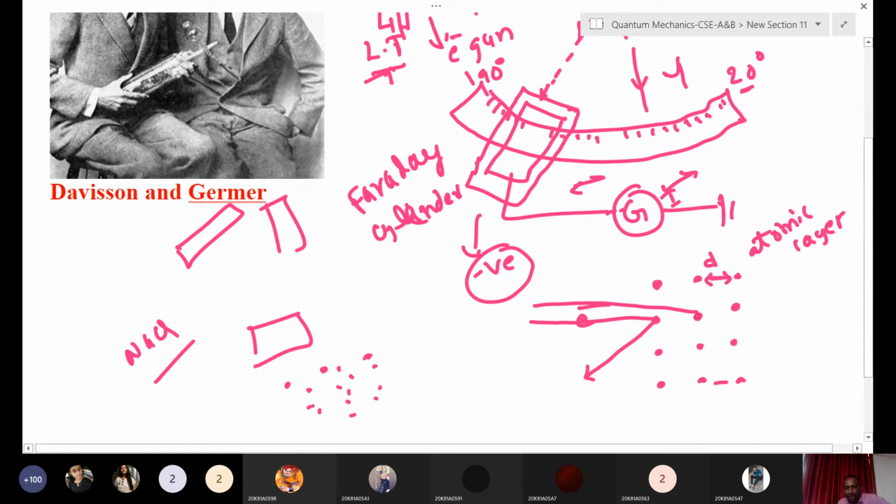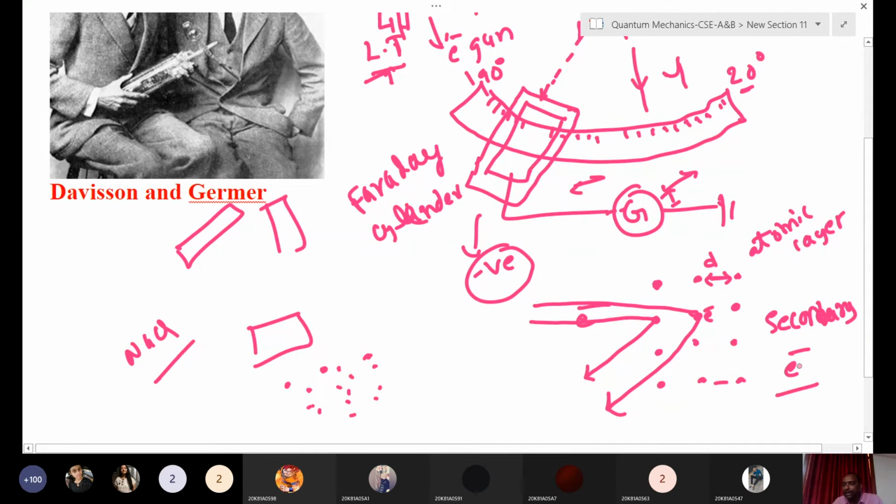Suppose the electron hits here. After that it will diffract, reflect back. Once this electron hits here, an electron can also be ejected. There is a chance of ejecting electrons from the nickel crystal, because we are incident with high energy electrons on the nickel crystal. These ejected electrons we call secondary electrons.